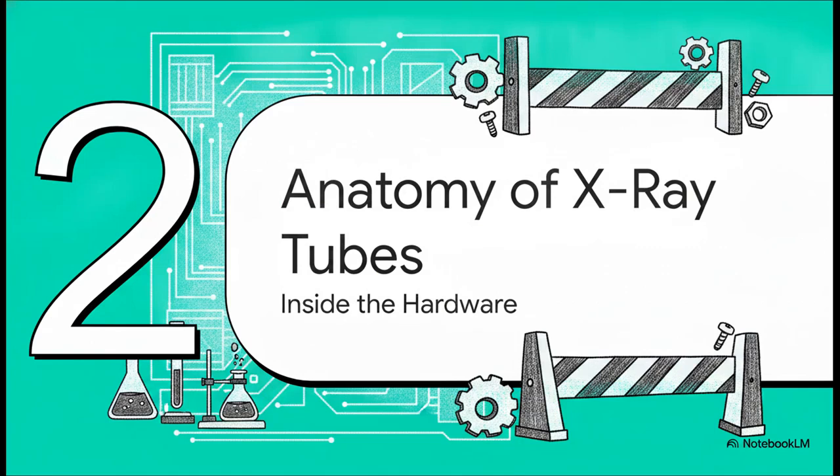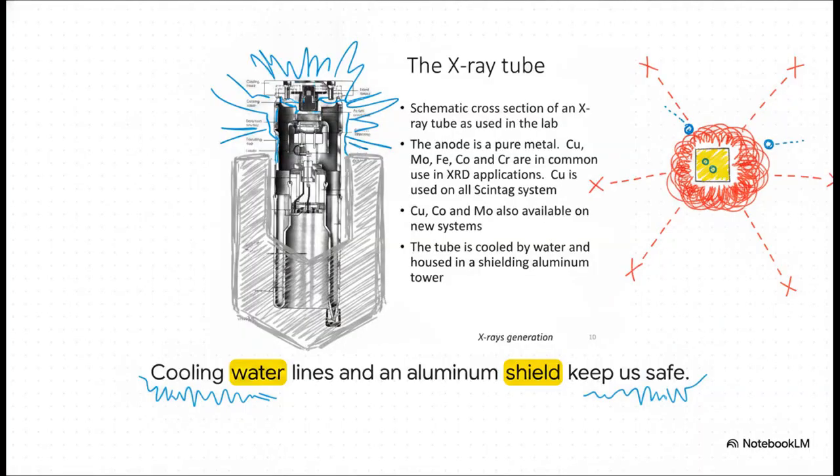Now, taking a step back, let's look at the actual physical machinery you'll be handling in the lab. The thing you have to understand is that generating X-rays is incredibly inefficient. A huge chunk of the energy from those electron collisions just turns into pure, intense heat. See those cooling water lines pumped directly into the head right behind the anode? Without that constant flow of water, our metal target would literally melt in seconds. Plus, the whole thing is encased in a massive aluminum shielding tower. That's an absolute non-negotiable safety feature to stop scattered radiation from escaping and harming the operator, which is us.